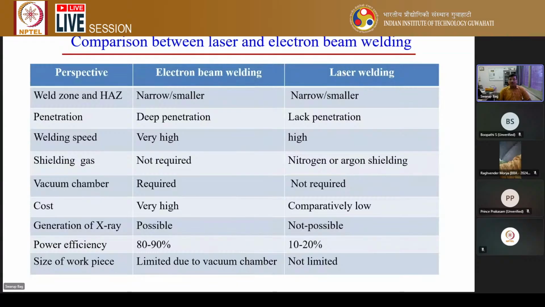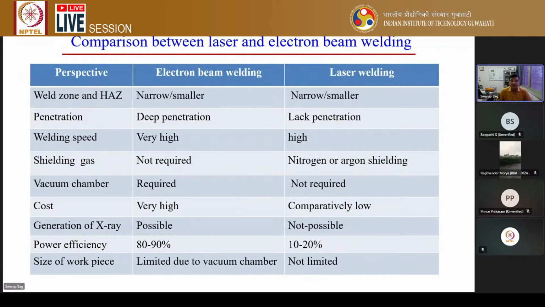Now, this is very important. Here is an overview of the comparison between the laser and electron beam welding processes. From different perspectives, there are differences. For example, if we consider the weld zone and heat affected zone size and shape, both cases follow narrower welding, with a very small weld zone or heat affected zone, and that holds for laser too. But it also depends on what type of laser we are using. Compared to the arc welding process, the weld zone and heat affected zone are very narrow or small. So this is the first comparison.